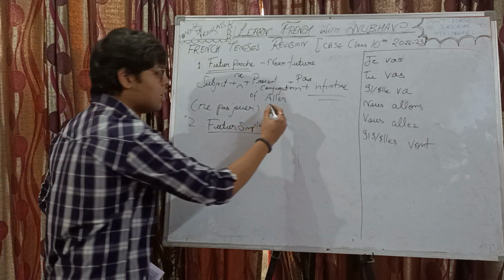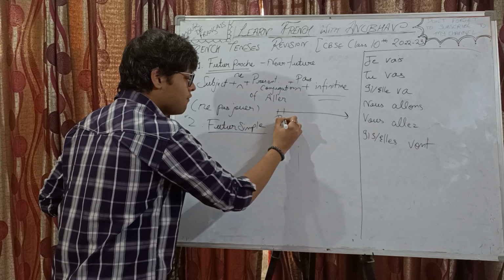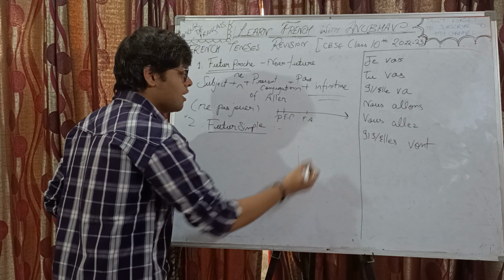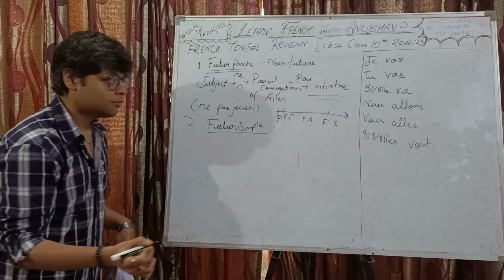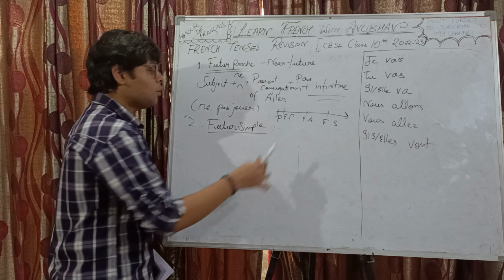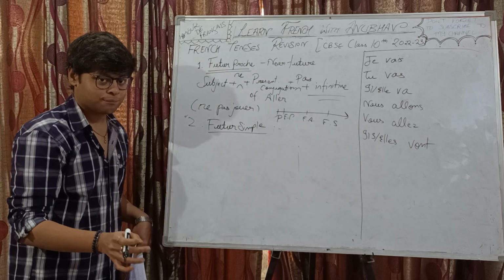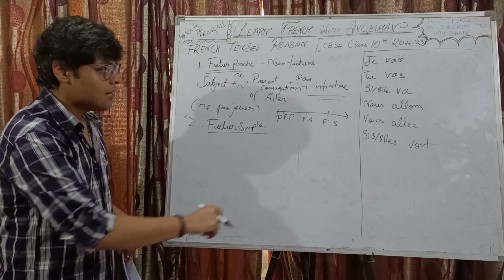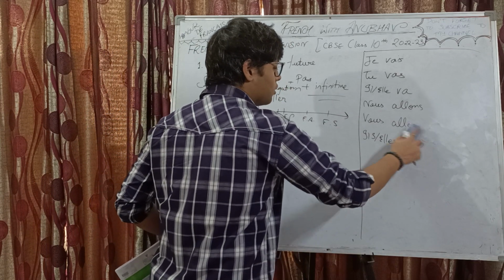If we make a graph here, say it's present. Here we have futur proche, here we have futur antérieur, and here we have futur simple. So futur simple is in future which is not as recent as this. For that we will use this tense. How to conjugate? Now I need to erase the conjugation of aller.